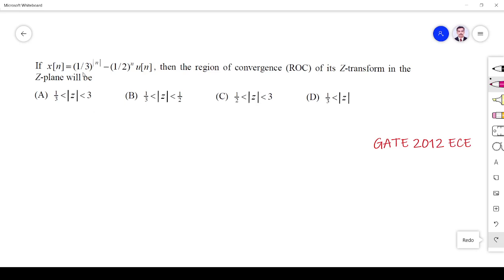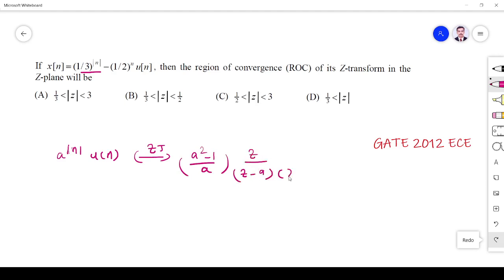So you see it is in the form of A^|n| u(n). For A^|n| u(n), the Z transform is given by (A squared minus 1) divided by A, times Z by (Z minus A)(Z minus 1 by A), with ROC 1 by |A| less than |Z| less than |A|.